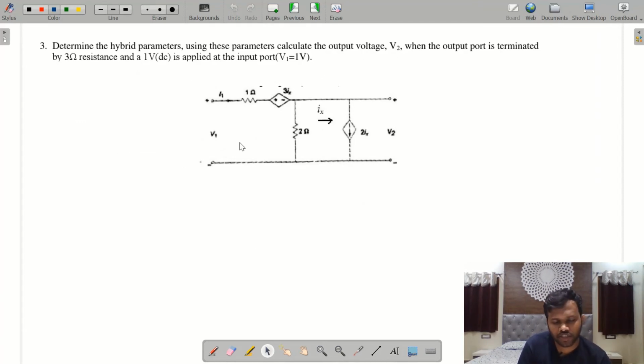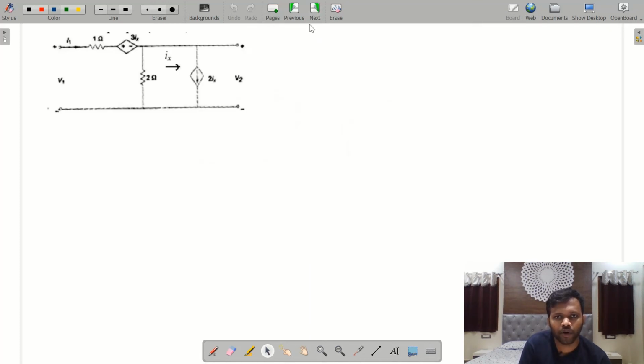Okay, by using these H parameters we need to find out the output voltage when 1 volt is applied across port 1 and 3 ohms is connected across port 2. So this is my network. First, we will find out the H parameters.